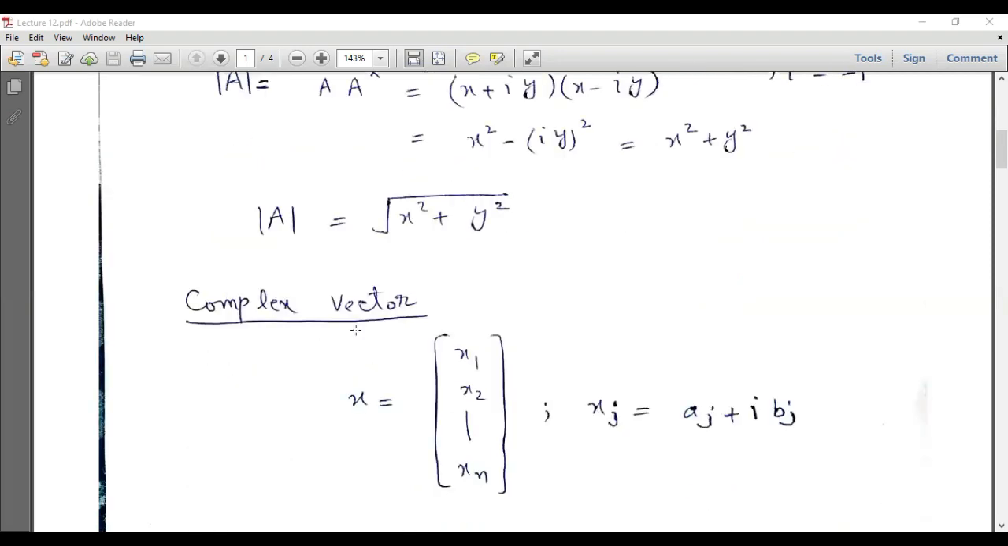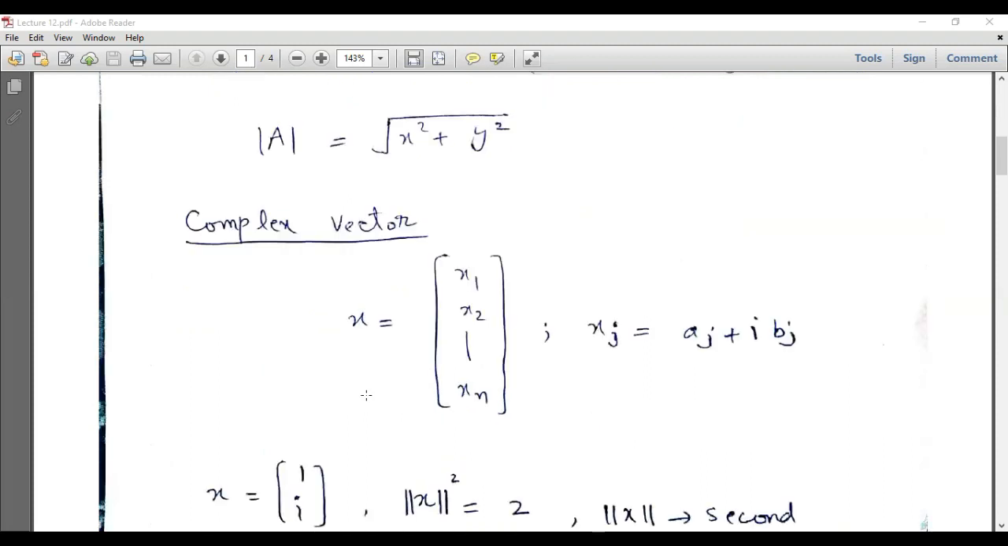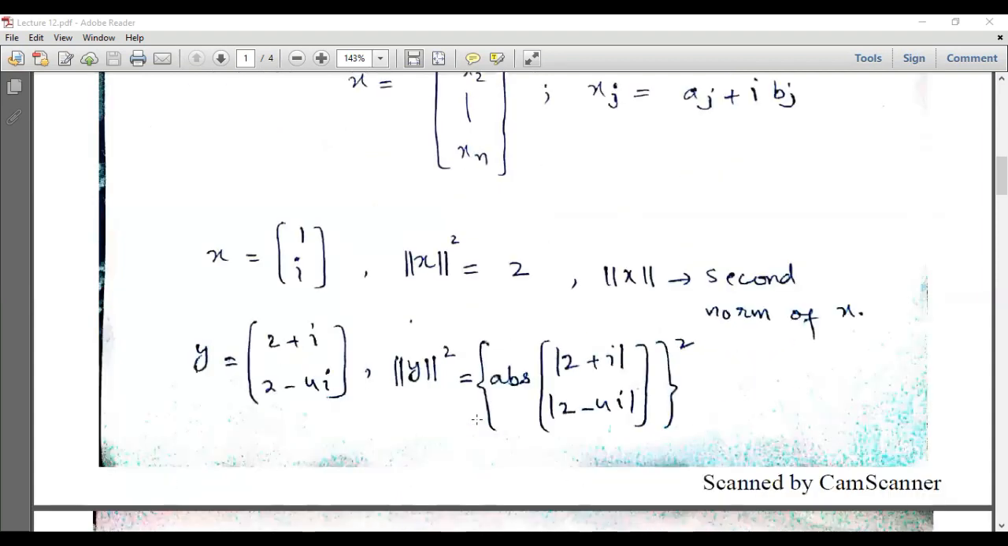Now, what is a complex vector? If the components of a vector are complex numbers, then that vector is called a complex vector, right? So this is our column vector, and the components of this vector are x1, x2 up to xn. If these components are complex numbers, then that vector is called a complex vector. So this is aj plus iota bj, right? x2 will be equal to a2 plus iota b2 and so on. Suppose this is our complex vector, x is equal to 1, iota.